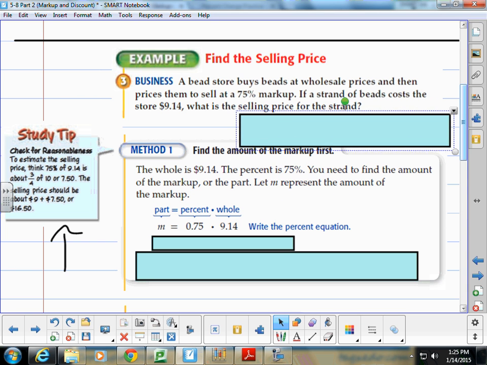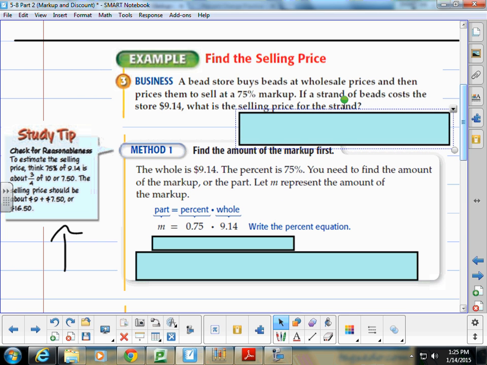So we have part, percent, whole. So we're using that percent equation. Again, some of you maybe prefer to use the percent proportion at this point. The equivalent to this would be the part over the whole is equal to the percent out of 100. Okay, that's just finding the markup.